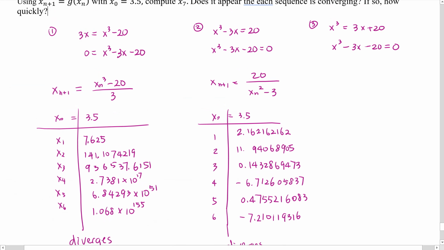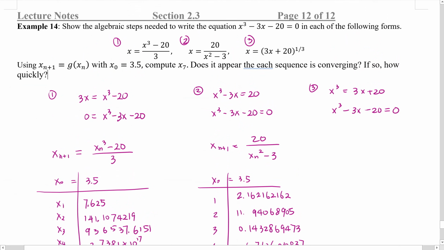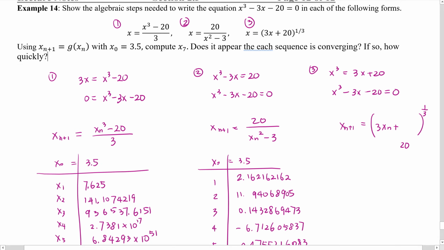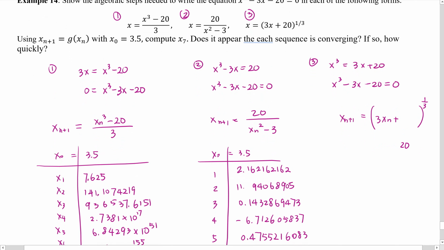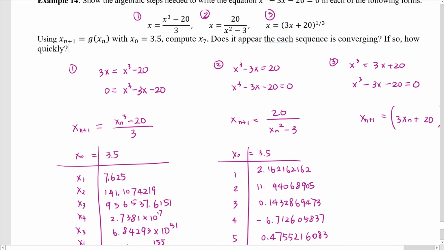Let's look at the third one. The third one, we have x(n+1) equals the cube root of 3xn plus 20. So far, so good, everybody? Alright, let's draw the table again.